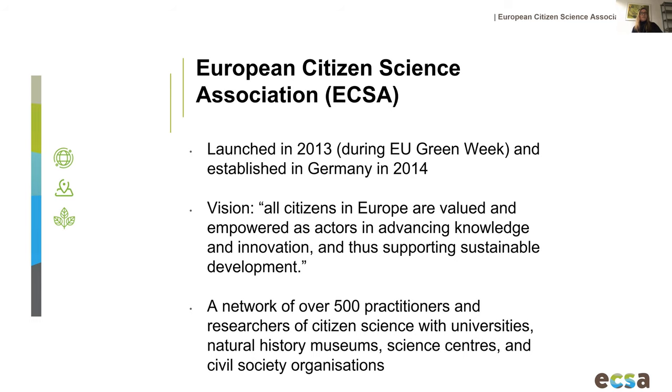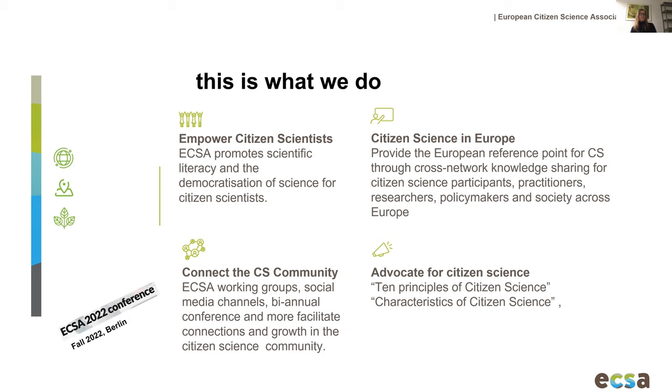So if we go to the next slide, what do we do concretely in the European Citizen Science Association? One of the aspects is to show this value. We want to empower citizen scientists, and we do this by, for example, capacity building, promoting scientific literacy and the democratization of science, by being the European reference point and connecting with others. So ECSA has a lot of connections with the other international citizen science associations, and also to policymakers and society across Europe. We connect the citizen science players within Europe.